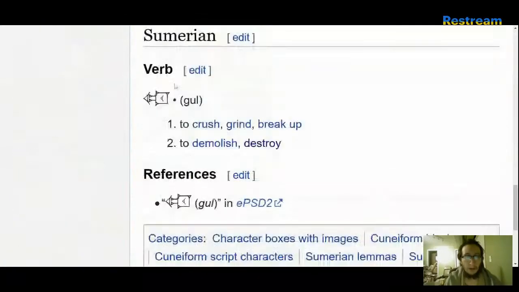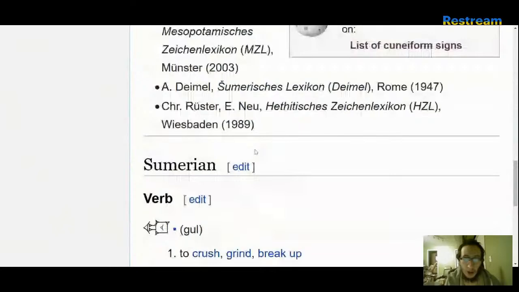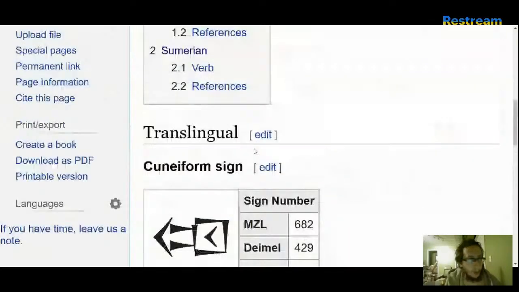Okay, the Sumerian to mean it. So the Sumerian word is gul. It's crush, grind, break up, demolish, destroy. It's not showing the Akkadian for some reason. So we need to look in this. Let me show you guys.